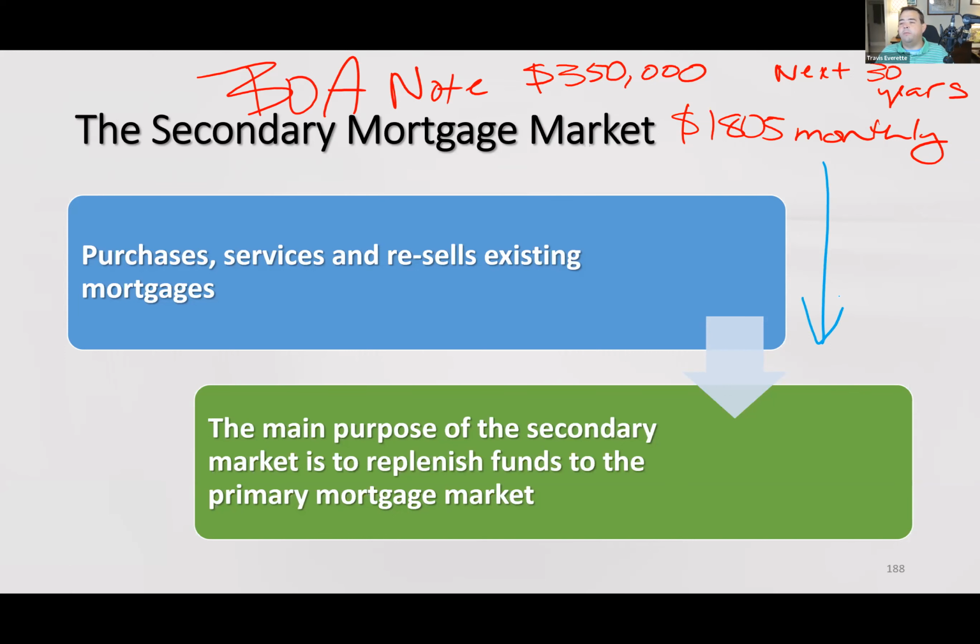Now, there are banking institutions that do hold their paper, that do keep their notes on their books. For example, one that most people are familiar with in our state, North Carolina State Employees Credit Union. For the most part, they hold their own paper. They keep their own notes. But the big banks, SunTrust, Bank of America, Chase, Citibank, pretty much as soon as they issue that loan, they sell it.